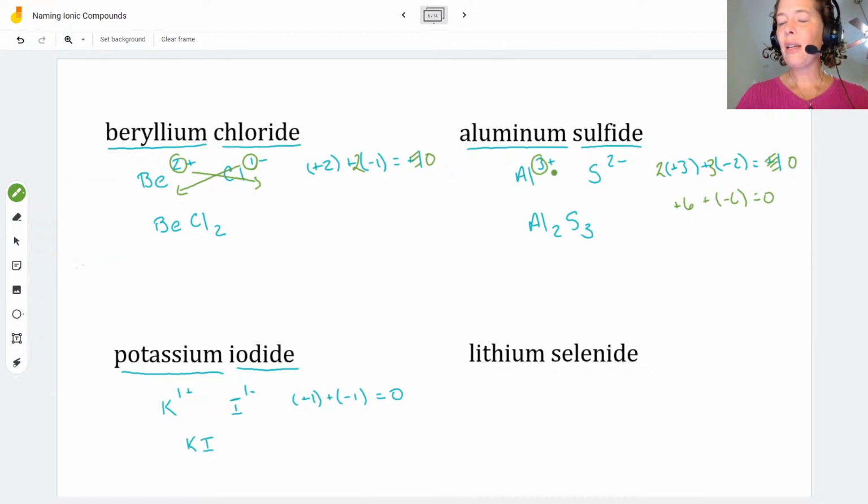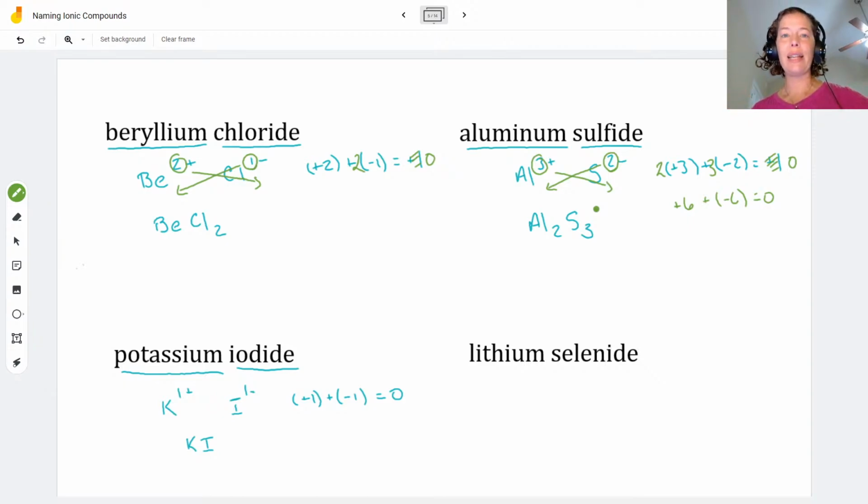This 3 comes down to the sulfur, and this 2 comes down to the aluminum. Again, it's really important that you don't bring these signs down. If you look through your chemistry book, you'll never see a subscript with a -2 in a molecular formula. It's always positive. We can't have negative atoms in a molecular formula. Okay, let's just make sure there are no questions.